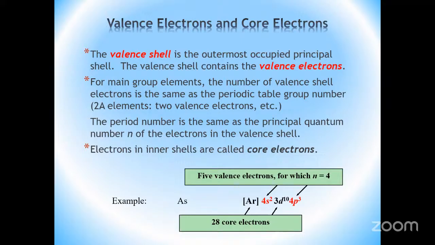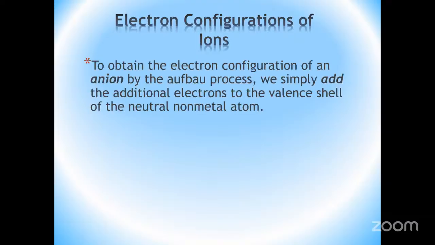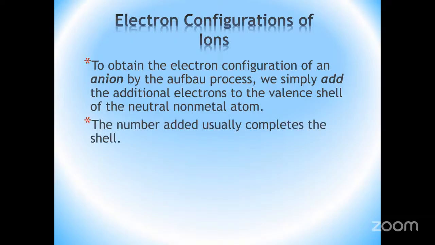So it's very important that you understand the difference between the valence electrons and the core electrons in order for us to understand how to write down the electron configuration of ions. As far as the electron configuration of ions, we're going to look at how we do so for anions and how we do the same thing for cations, right? When it comes to anions, it's rather simple.